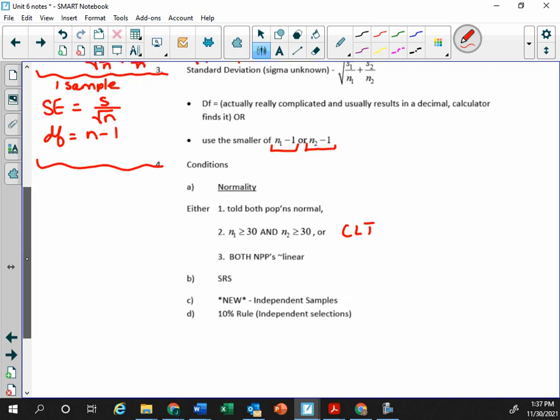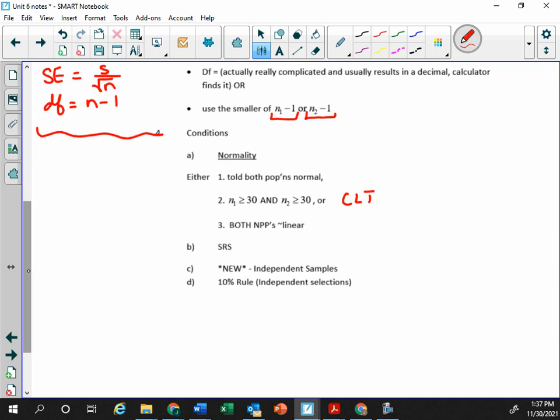Simple random samples the same. Independent samples, we talked about that when we did proportions. Definitely adding that one in. The 10% rule, still not going to make you write it out. Recognize that you will see it on Khan Academy for some. So the big thing is just you have to check for both populations. It's tedious. Think of it as free points, though.